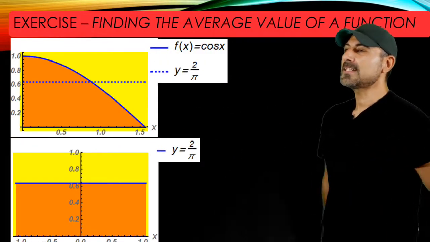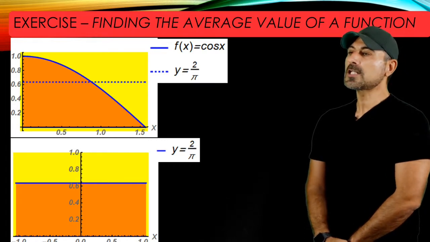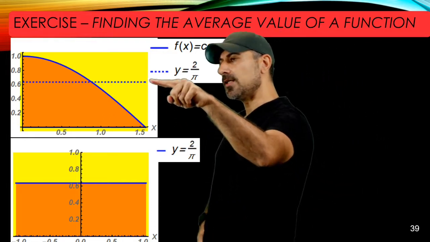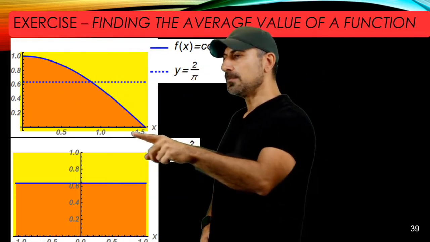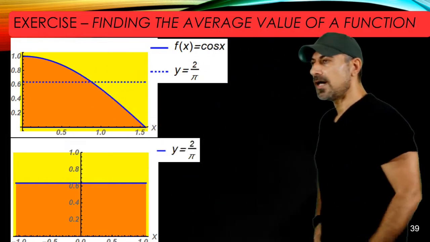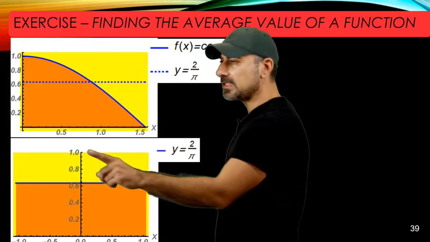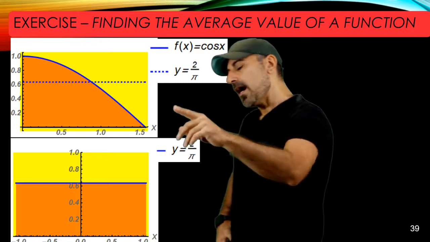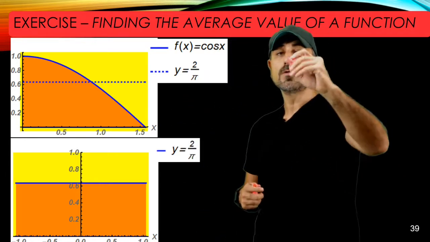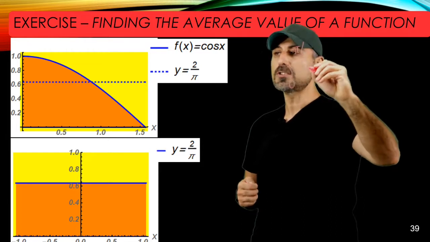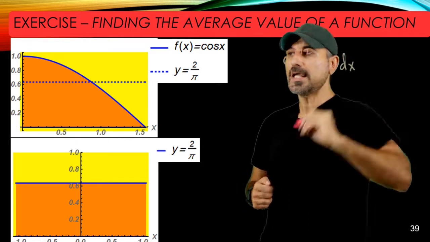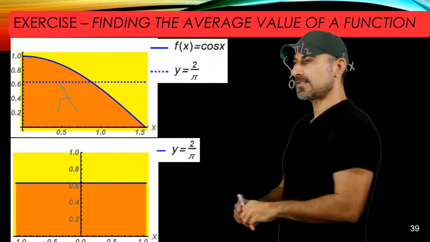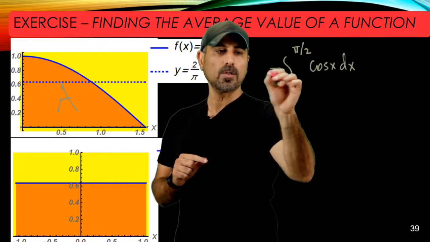And here's the graphical outlook of the function cosine x and the average value 2 over pi. The dashed line is the horizontal line y equals 2 over pi, and the blue line here is the graph of cosine x. We are considering the interval 0 to pi over 2. As you see, the integral from 0 to pi over 2 of cosine x dx is the area between the blue curve and the x-axis. So this whole orange area is what I call A.